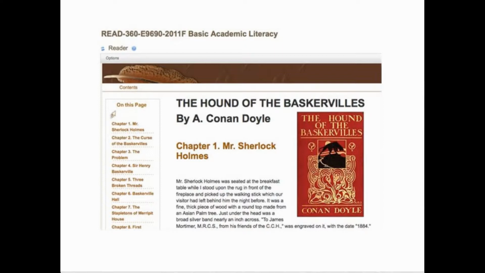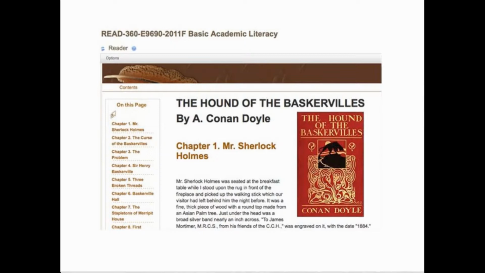And we just had a good time with this as well. We all read The Hound of the Baskervilles together. And for many of the students, this was their very first time reading a novel. So just so you can see what it looks like, this is actually the splash page for the reader that I used in the class. This is an online tool.